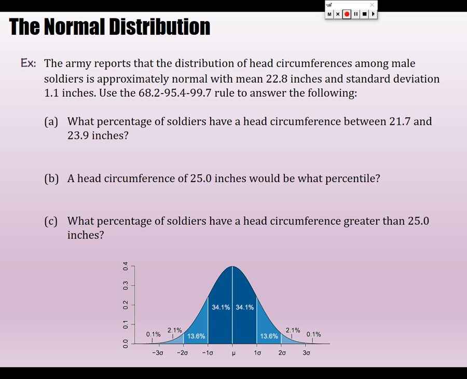Well, let's actually try a problem now. You have this in your notes, I think, right? Thinking about the head circumferences of men in the army. Okay, how about that?